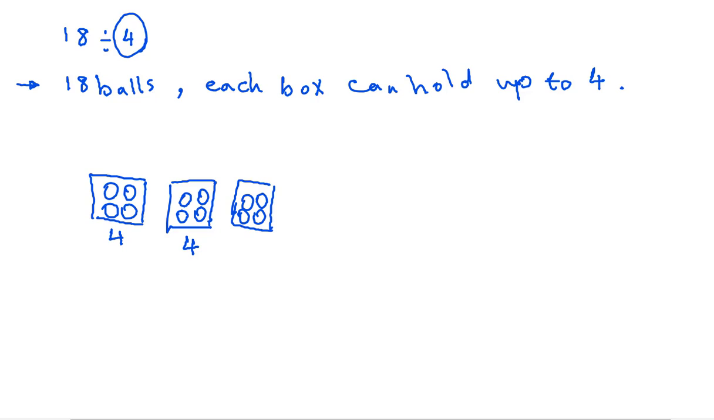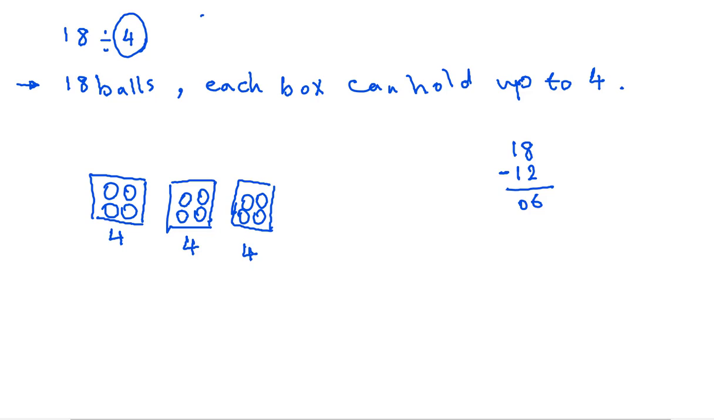Okay, so I forgot. Yes, we said that we need another box because these are 8. Now 4, 4, 4 means 4 times 3, which is 12. If you need to find the number of balls left over, you can do subtraction. Subtract the total number of balls minus the number of balls that you have divided, and you will get the remainder. 18 minus 12 equals 6. So I have 6 balls.